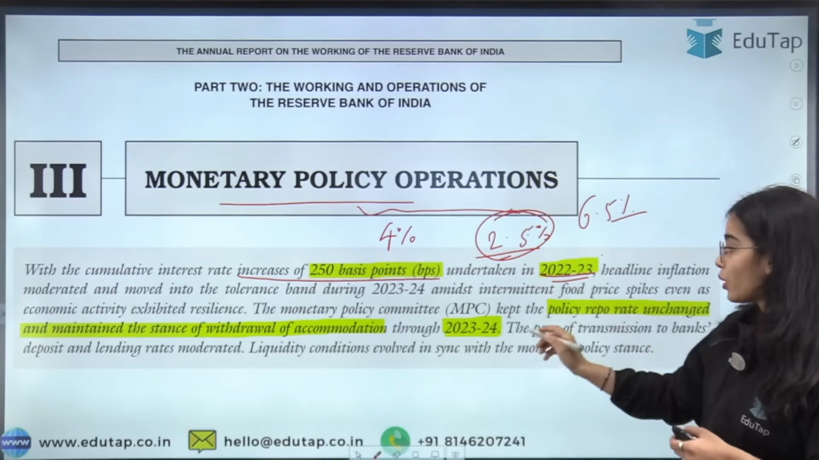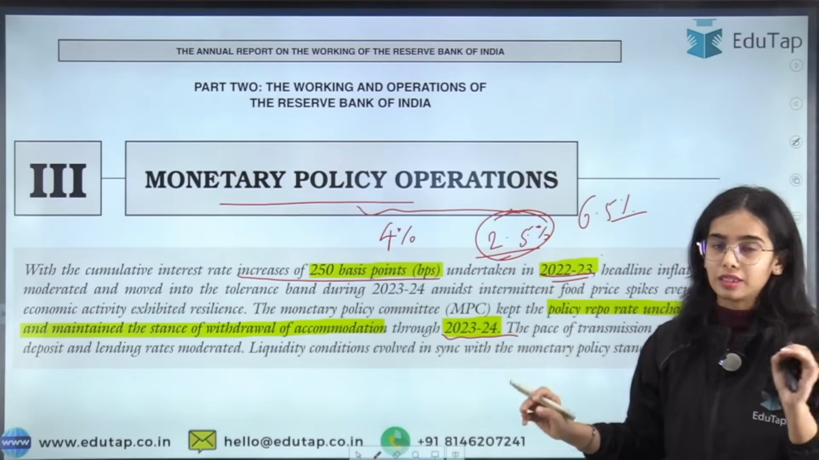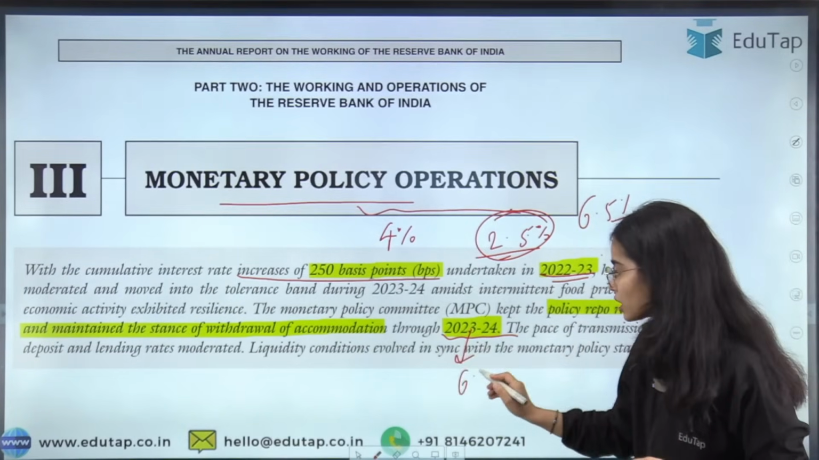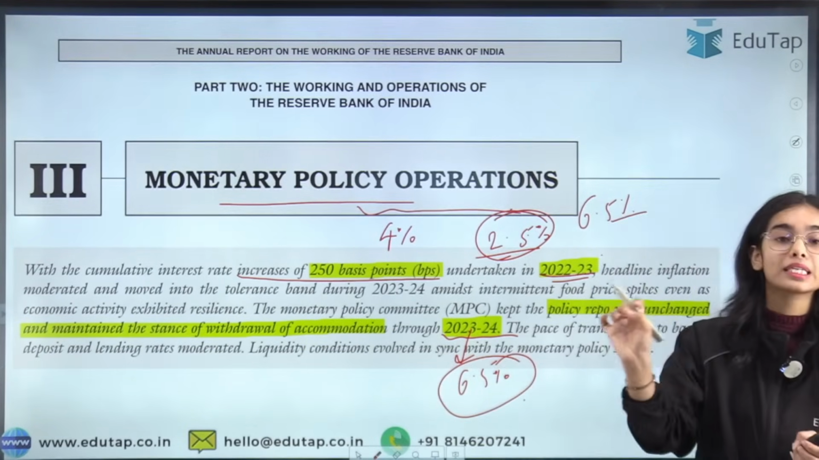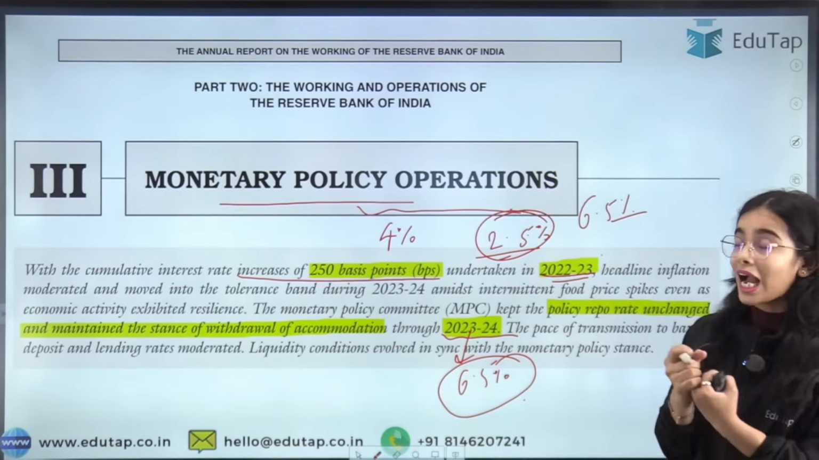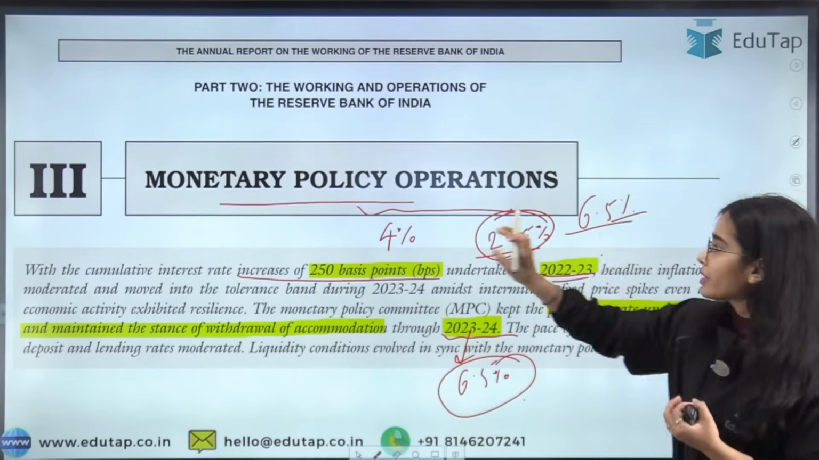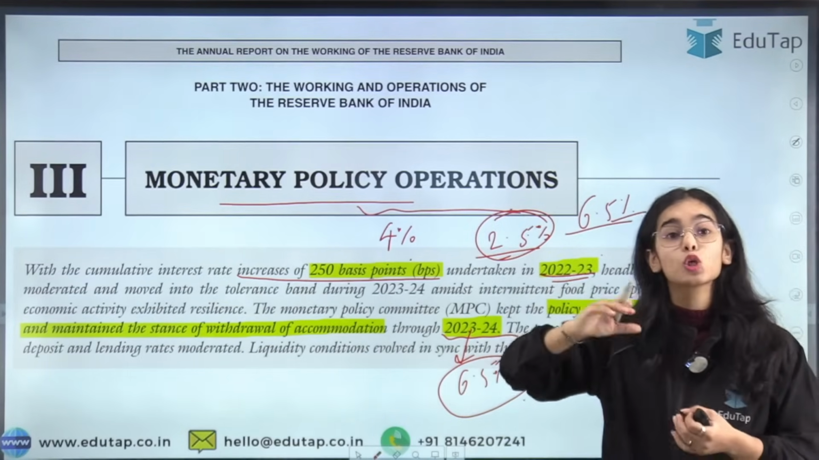Now in 2023-24, there was no increase that was seen. So in this financial year, the repo rate was kept at 6.5%. There was no increase in the repo rate because the conditions were normalizing, as well as the increase in the repo rate was transmitting to the country slowly and slowly.